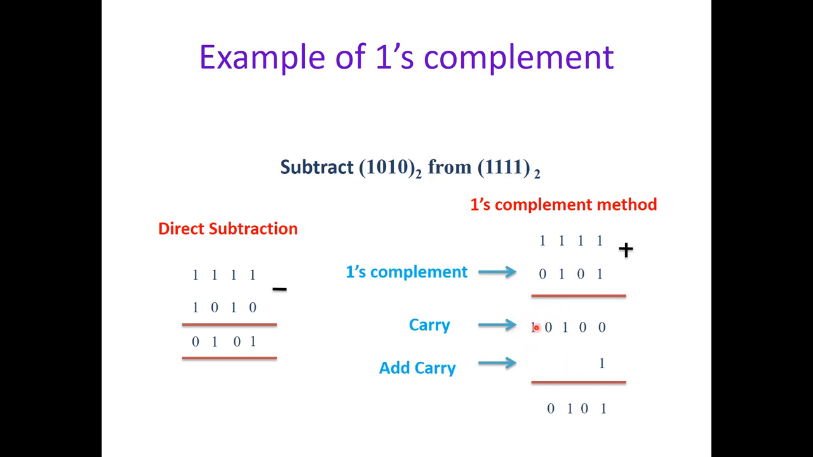You take this end carry and add it to the result. And when you add it, you see you are carrying out only additions, no subtraction here, using the ones complement method. So the resultant will be 0101, as simple as that. So you get the required result, as we can check from the direct subtraction.